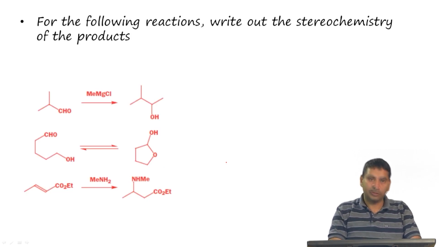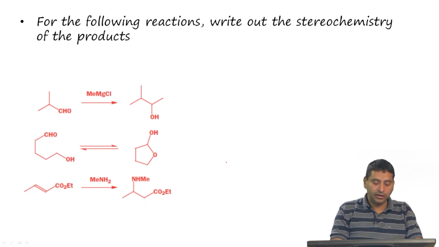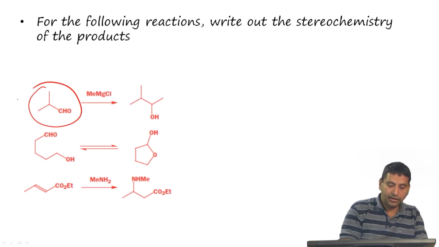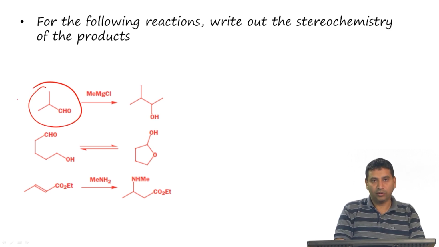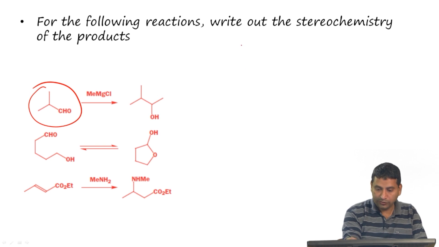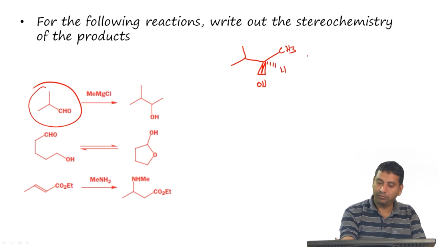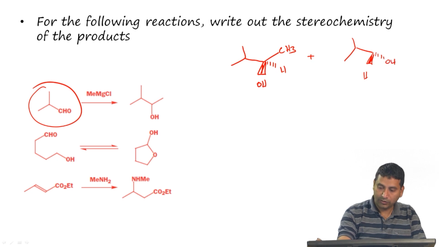Now, let us revise some concepts on stereochemistry. If you take this aldehyde and do a reaction with methyl magnesium chloride, you get this product. So, the question is, write out the stereochemistry of the product. In order to answer this, let us first write out the rest of the molecule. You would expect this product plus the hydrogen in the front, the hydroxyl group inside and the methyl group over here.